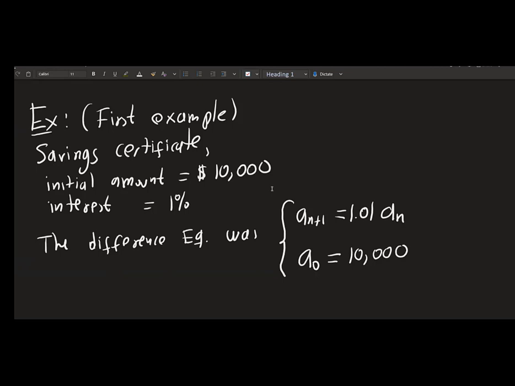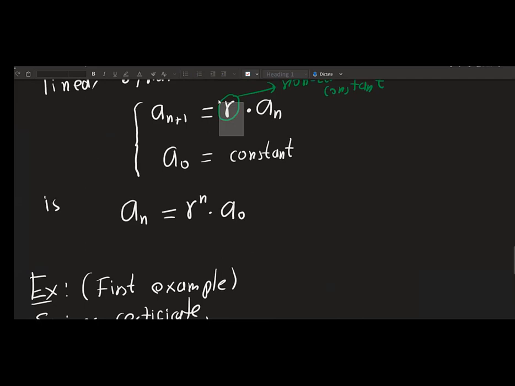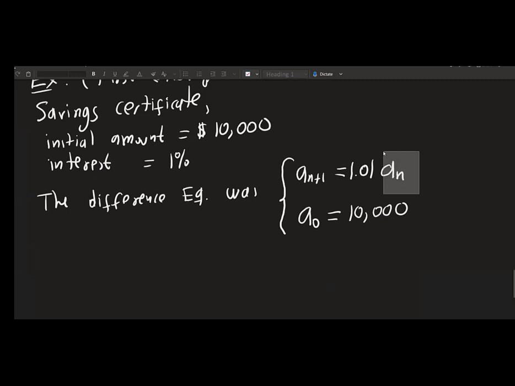Now, I went faster here because we did this example last time. If you look at this system, that's exactly the system of the theorem. I have a_{n+1} equal to a constant r times a_n. In this case, the constant r is 1.01, and a_0 is the initial value of that system, which is 10,000. So let me indicate this more: this 1.01 is the value of r. So let's say this from the theorem.